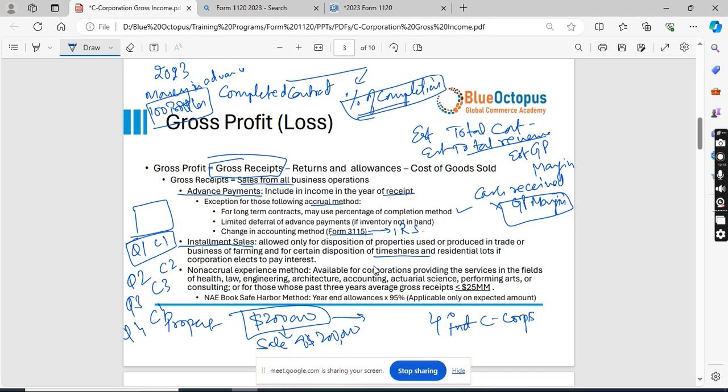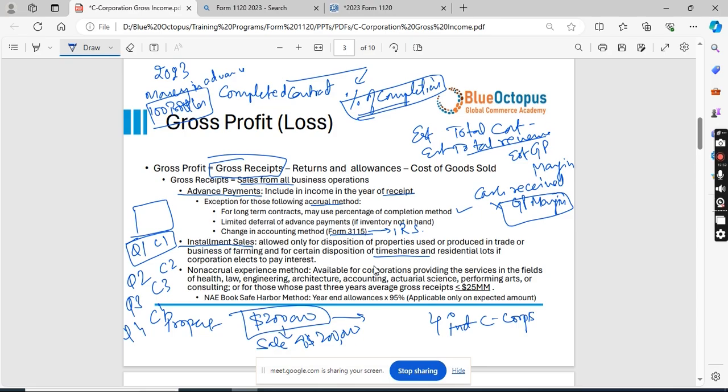Residential lots means you have a whole colony and you are selling the particular lots to the client, or you may have builder floors and you are selling floor-wise to the clients. So in both the cases, if you are getting income in installments, then you can use whatever money you are getting and recognize it in that particular year. Okay, this is the second exception.